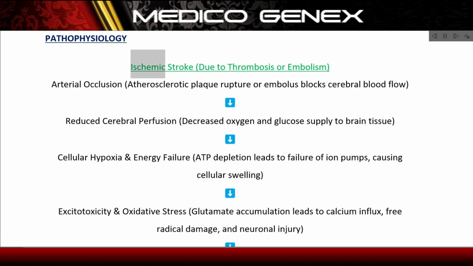Pathophysiology. Ischemic stroke, due to thrombosis or embolism. Arterial occlusion, atherosclerotic plaque rupture or embolus blocks cerebral blood flow. Down arrow. Reduced cerebral perfusion, decreased oxygen and glucose supply to brain tissue. Down arrow. Cellular hypoxia and energy failure, ATP depletion leads to failure of ion pumps, causing cellular swelling. Down arrow. Excitotoxicity and oxidative stress, glutamate accumulation leads to calcium influx, free radical damage, and neuronal injury.